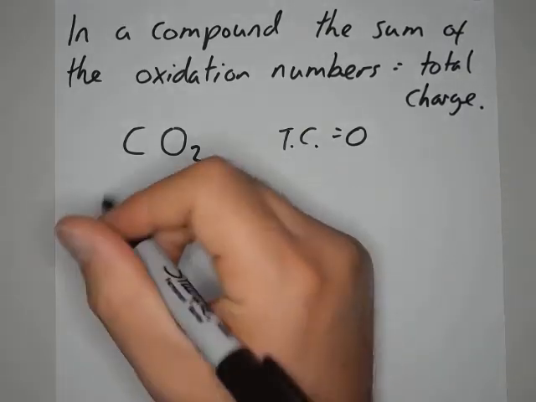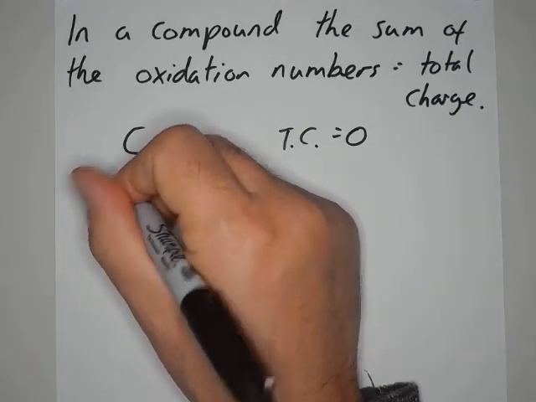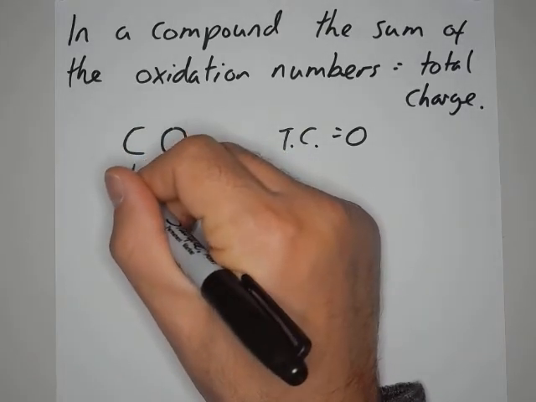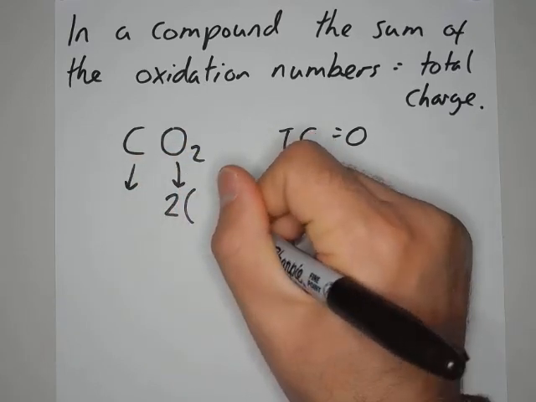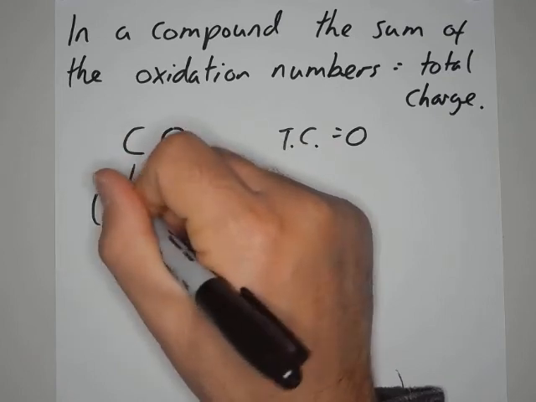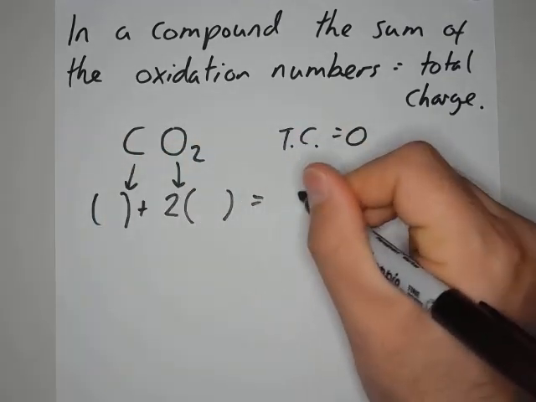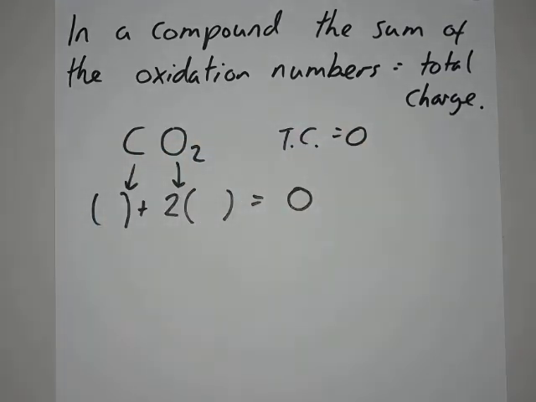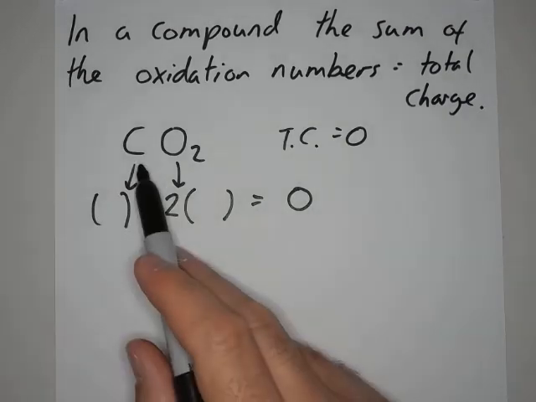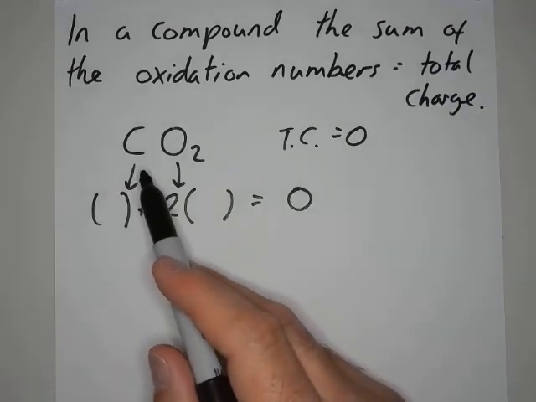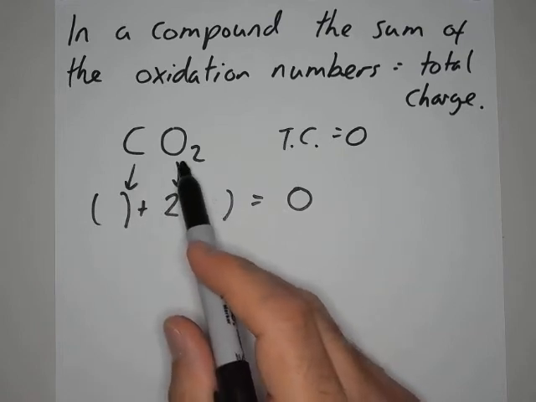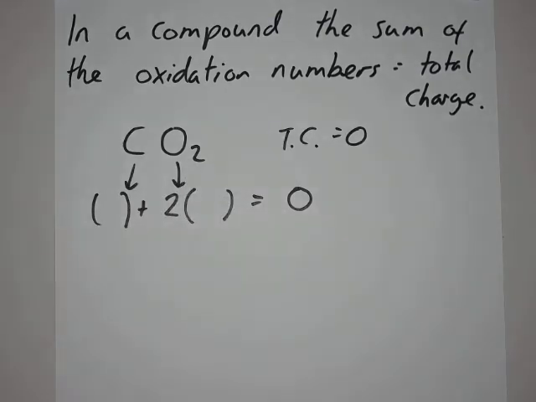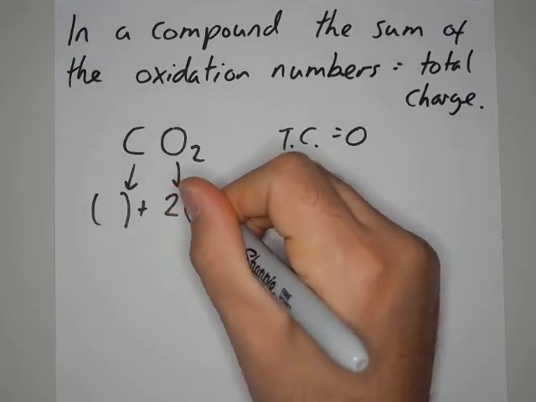I've got 1 carbon here, and I've got 2 oxygens. So whatever the carbon is, plus the 2 oxygens has to equal 0. Well, we didn't learn any rules for what carbon is, and that's because its oxidation number changes quite a lot depending on what it's bonded to. But we did see that oxygen is nearly always -2.